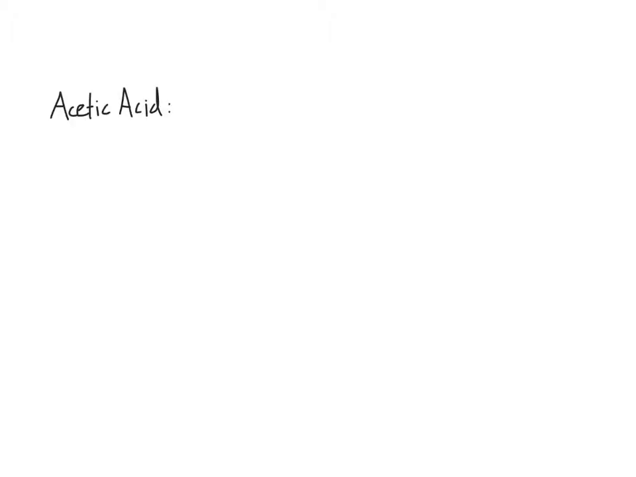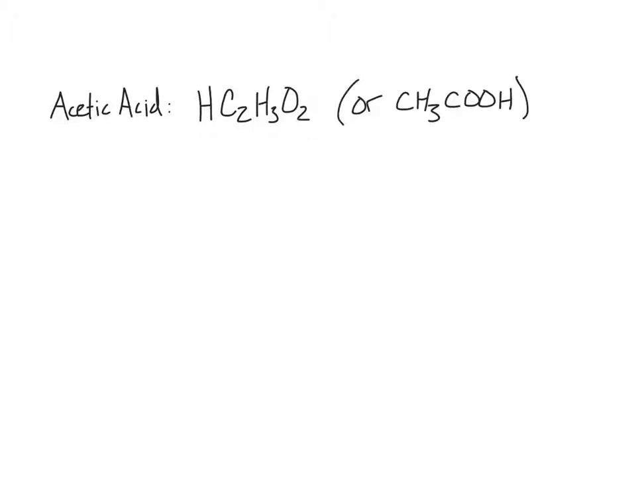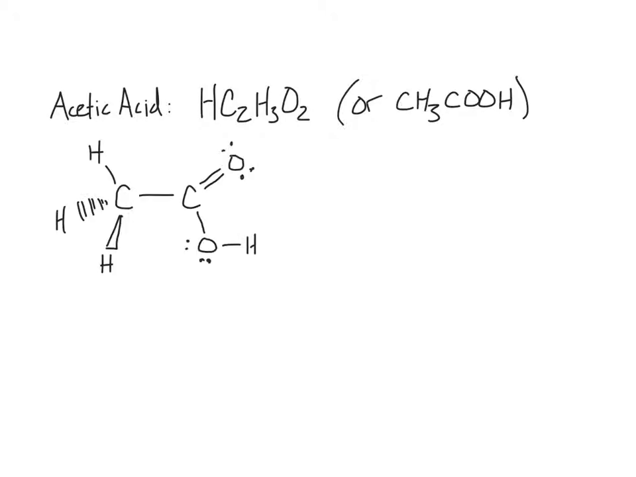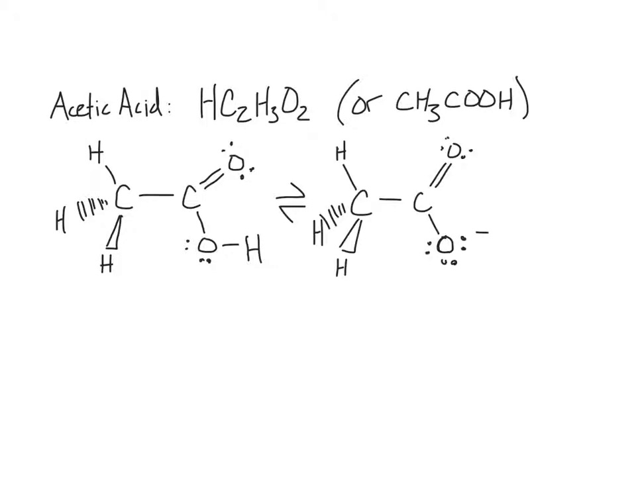The chemical formula is HC2H3O2, or alternatively, sometimes it's written in this form. Notice that in this class, I'll always write the chemical formula with the acidic proton first so that you can identify acids. Here's the chemical structure for acetic acid. For acetic acid, this is the acidic proton. And when the proton is donated, it generates acetate and a proton.